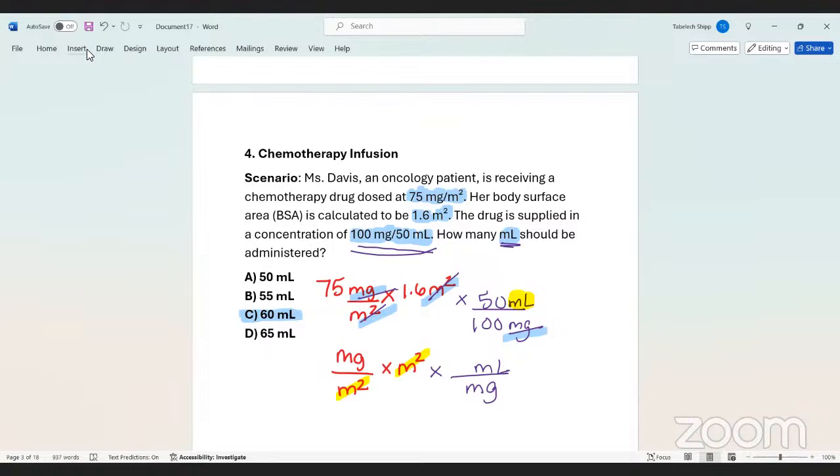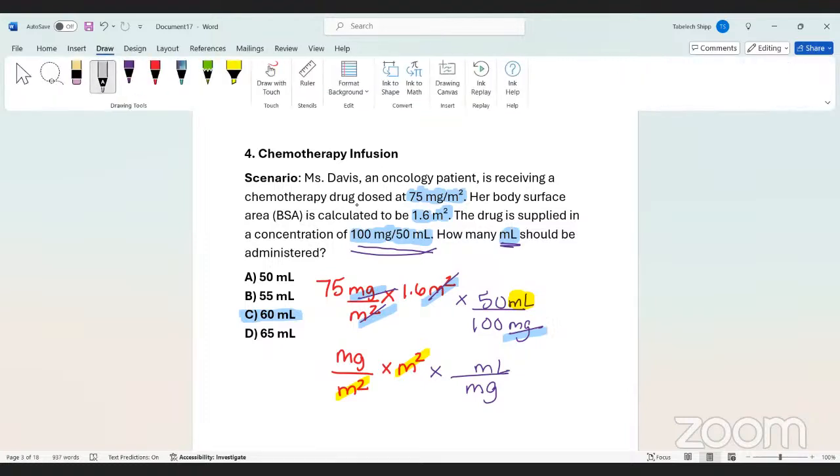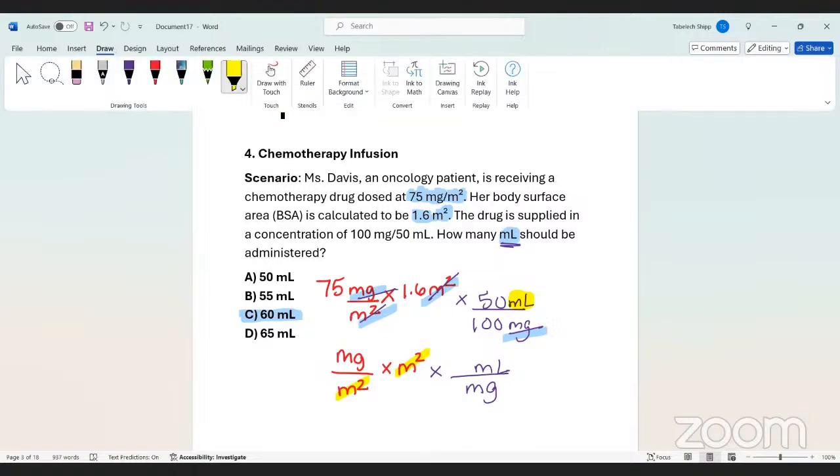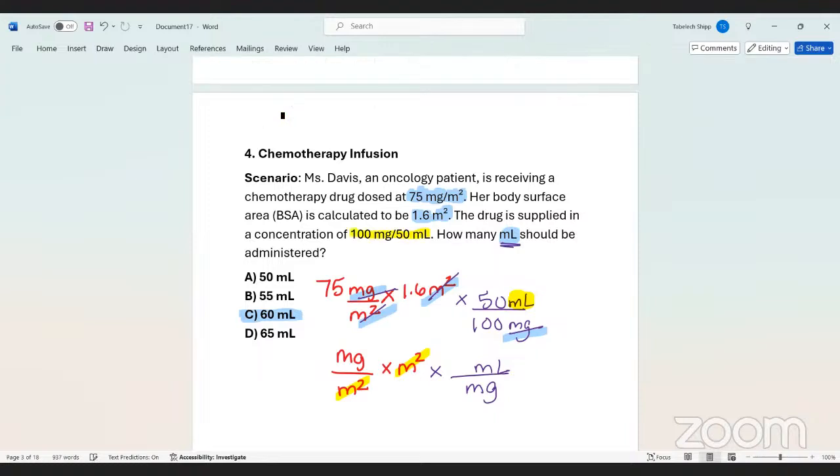So even though the unit was written like this right here, let me show you. Even though the unit said 100 milligrams per 50 milliliters, you have to know that this right here has to be flipped in order to cancel out your milligrams on the bottom with the milligrams that was already on the top.